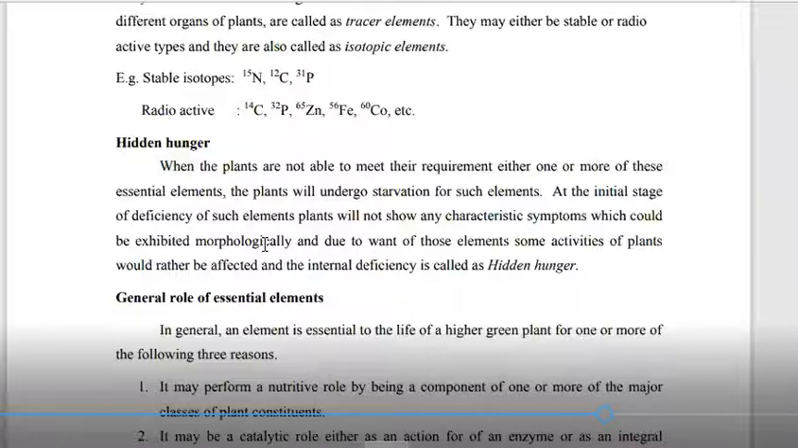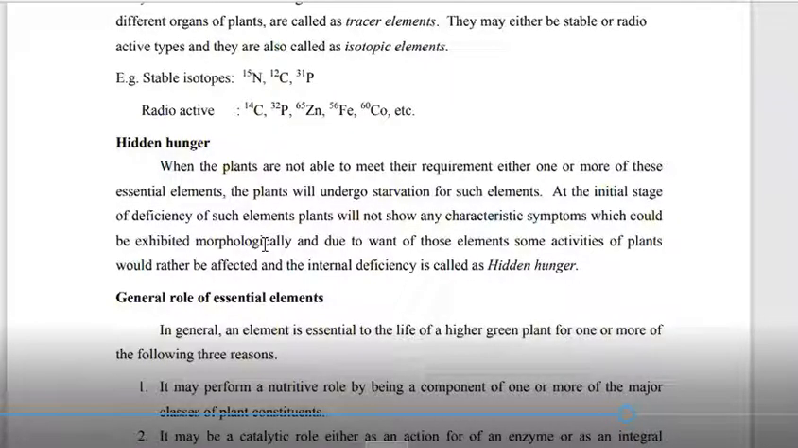Then definitely in such cases these plants undergo starvation of such elements. Because of the unavailability of phosphorus, the plant produces deficiency symptoms, and the functions related to phosphorus may be hampered. The plant produces symptoms on the parts where the element is required for growth and development, and such symptoms we call deficiency symptoms.